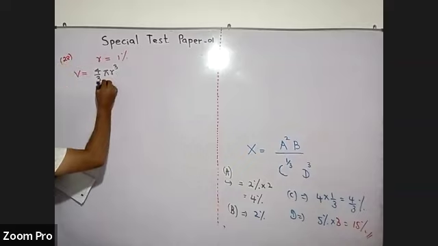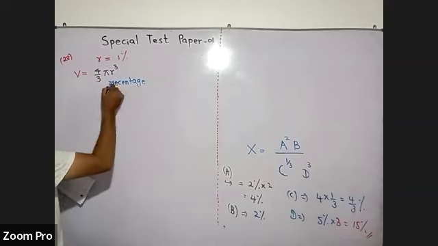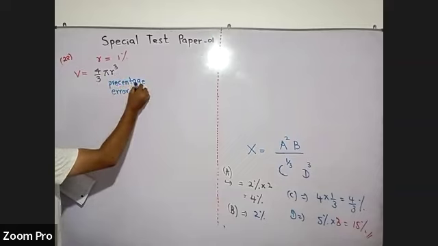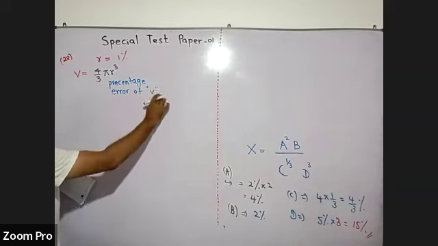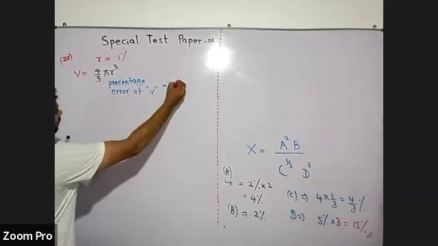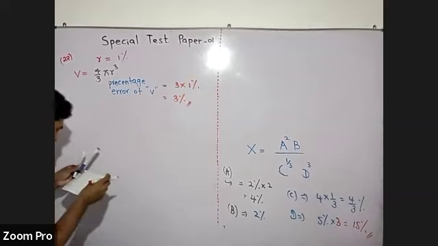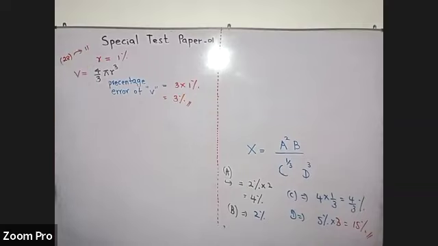So if you want to find the percentage error of V, you have to multiply the percentage error of r by 3. The percentage error of r is 1%, so the answer should be 3%. Right? So these are just normal questions, but you have to be familiar.